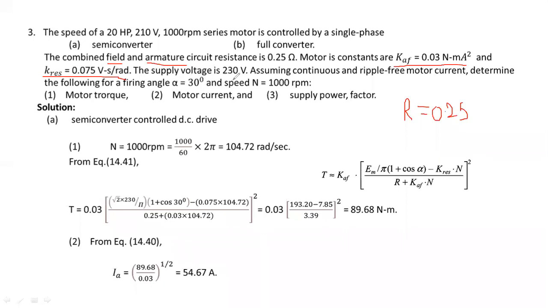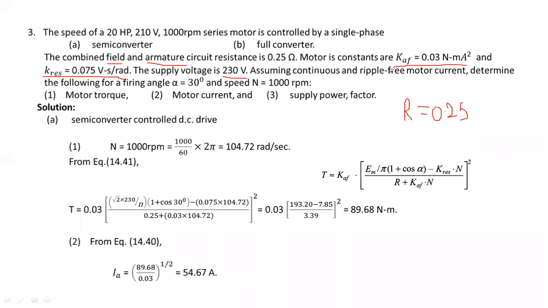The supply voltage is 230 volts. So 230 volts, this is RMS value. When we speak, when we write, the value will be RMS value. Okay, RMS value is 230 volts.